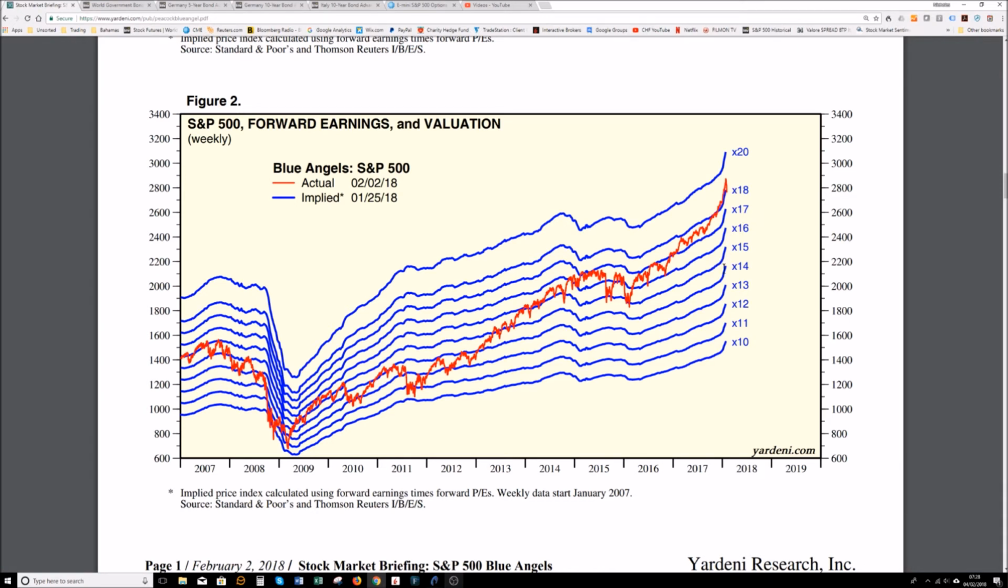And the slope of this flattens out over the course of the weeks, and at some stage over the next 2 or 3 months we would definitely expect the market to go back up and retest at least the 18 times Blue Angel.